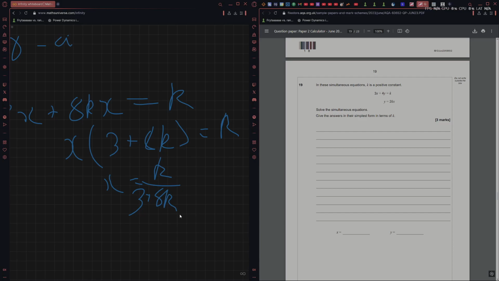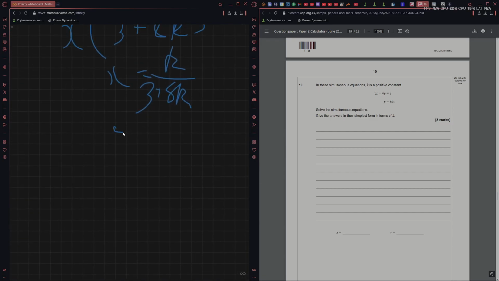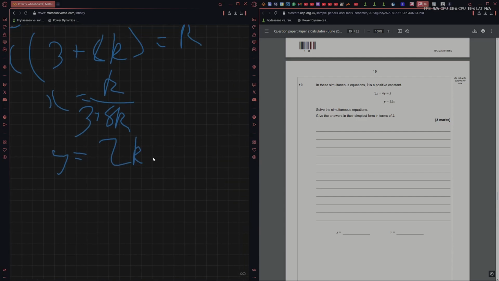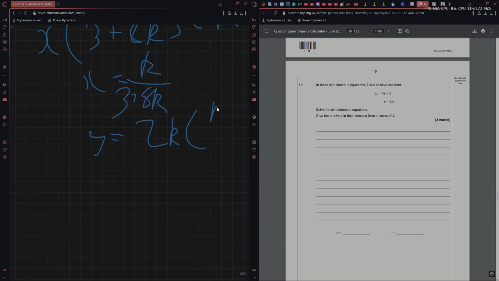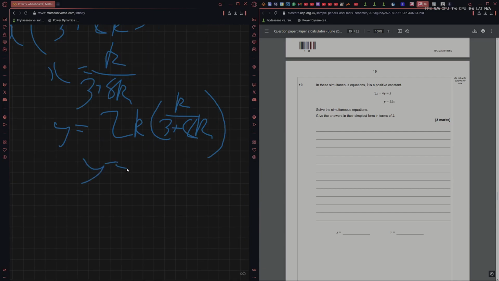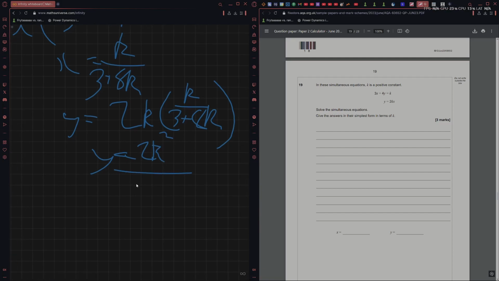But maybe if we can... So I'm just going to leave it like that. So let's go y equals 2k times 3 plus 8k. So y equals 2k squared over 3 plus 8k.